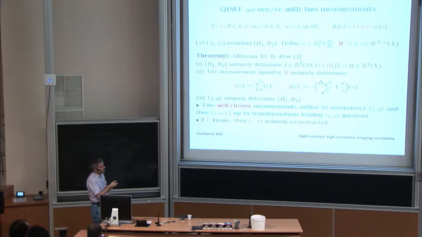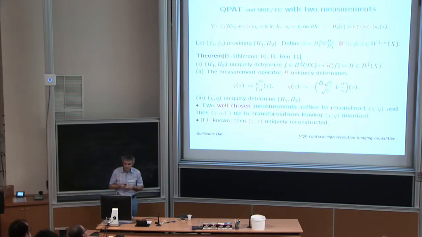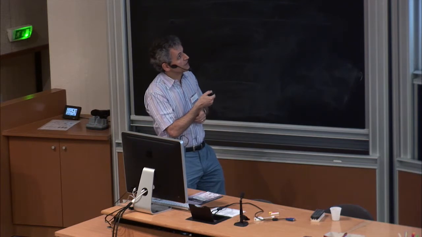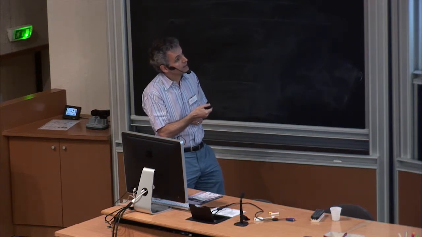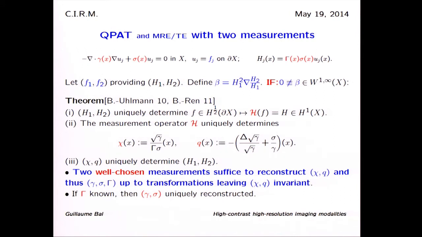Let's construct this vector field beta, which is essentially the gradient of H2 over H1, or similarly the gradient of U2 over U1. Let's assume that that vector field is not 0 and sufficiently smooth, which is a difficulty. Then here's the result. Once we have those measurements, what we can reconstruct is those two quantities, chi and q, and that's it. We cannot reconstruct anything else from those two measurements. But what is worse is that any additional measurement that you might make is already a functional of those first two measurements.